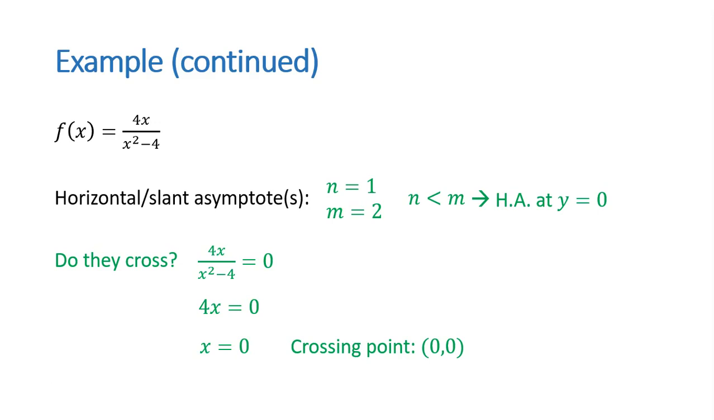Well, that point should look familiar. That was actually the x-intercept and the y-intercept. If the horizontal asymptote is our x-axis, and we already know that we've crossed the x-axis, then it just so happens that those two points coincide at that particular spot. So this specific crossing point is at the origin. So every other point on the graph is entirely above or entirely below this horizontal asymptote.